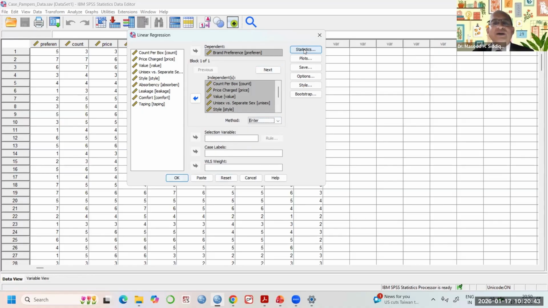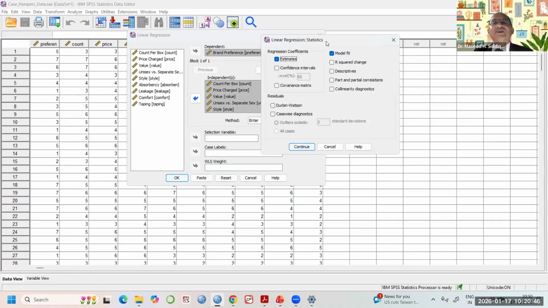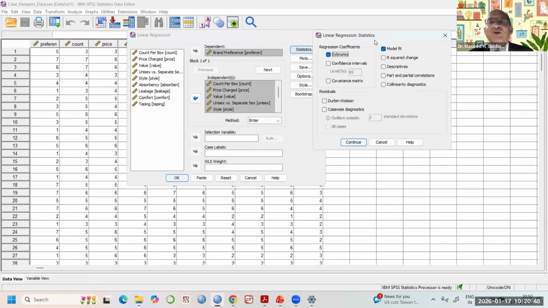Then we go to this button that is known as statistics. So this is the statistics dialog box. Here already estimates and model fit are being selected. We will be using R square change whenever we use the stepwise, forward or backward method. Since we are running it only once, with all the features considered in one go, we will be getting one final model. So there is no case of R square change. But if we use other methods, then R square change will be there.